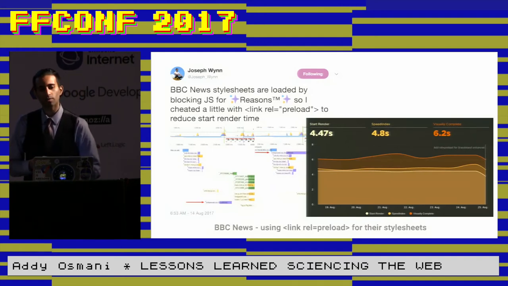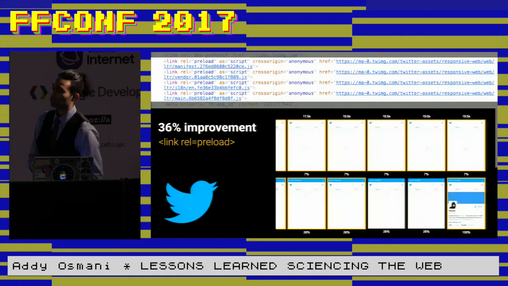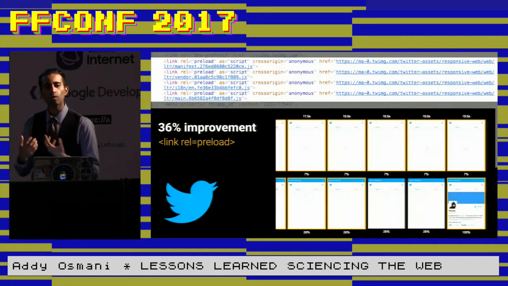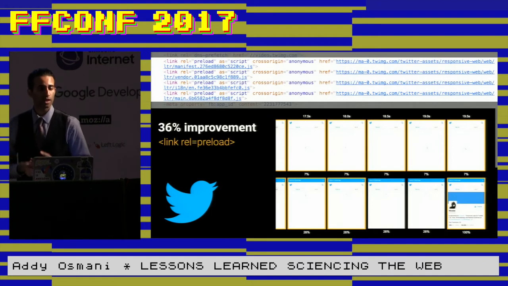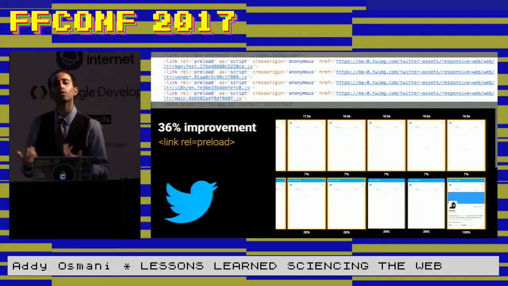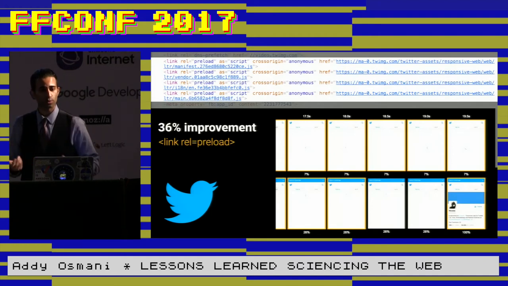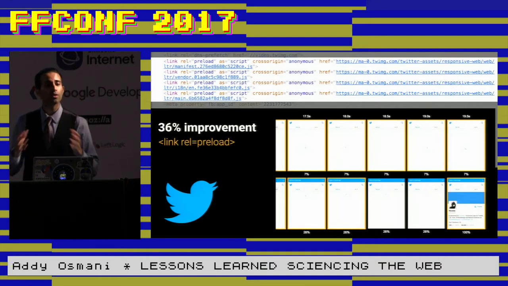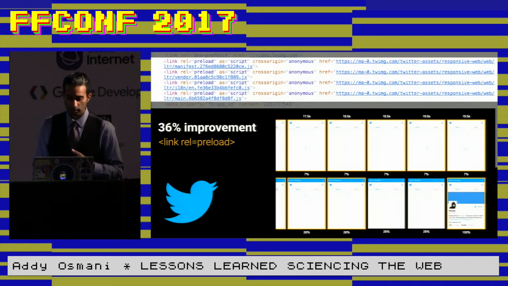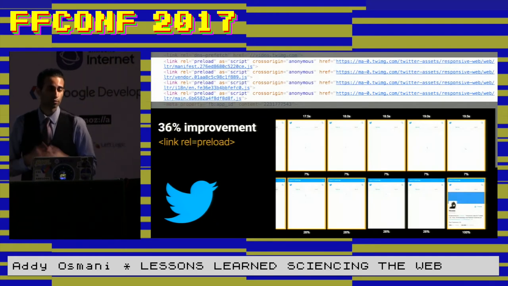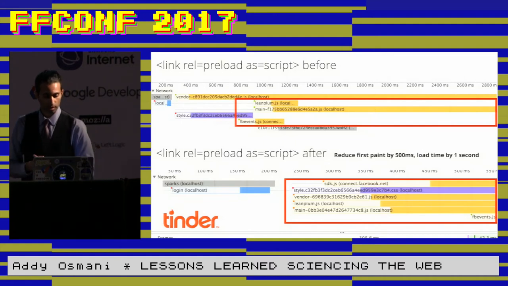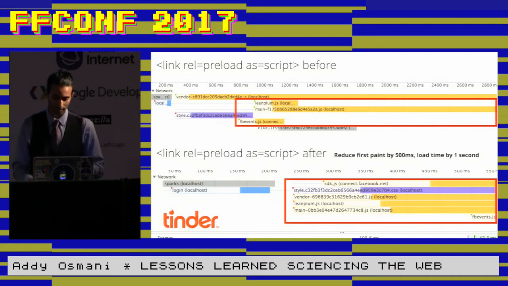This also allowed me to discover that Twitter Lite was using link rel preload. I talked to their developers, and discovered that by preloading their core Webpack bundles, their JavaScript bundles, they were able to improve how quickly they were able to get interactive by 36%. And this is not just an isolated case. This is a pattern I've been seeing with a number of new mobile sites. Tinder also used link rel preload for their Webpack bundles, and they were able to reduce first paint by 500 milliseconds and their load time by 1 second.